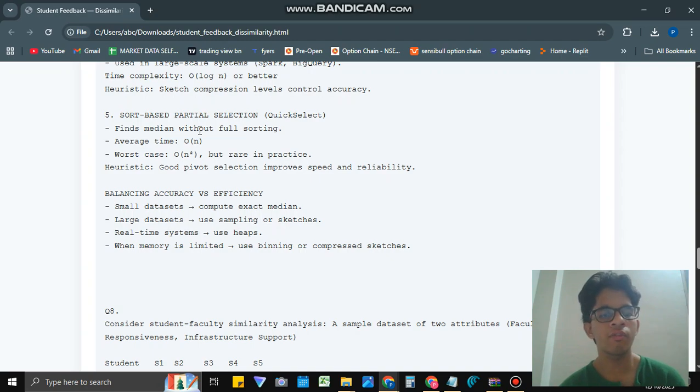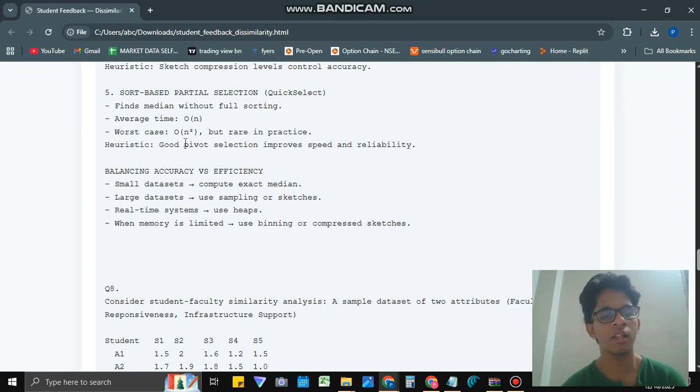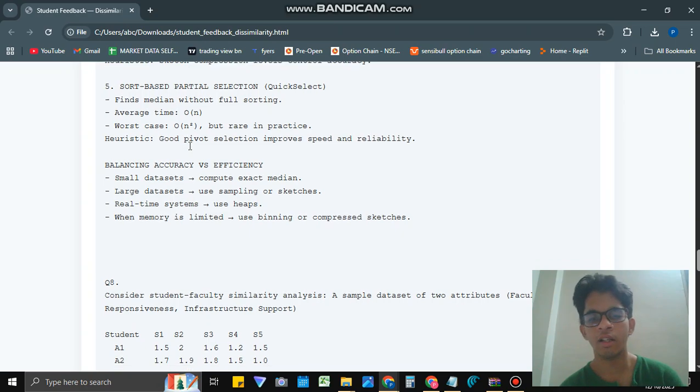Then we have sort-based partial selection. In this we first find the median without full sorting. The worst case can be n squared in time complexity, but it's rare in practice. The average time is n itself. It uses a good pivot selection, which improves speed and reliability.